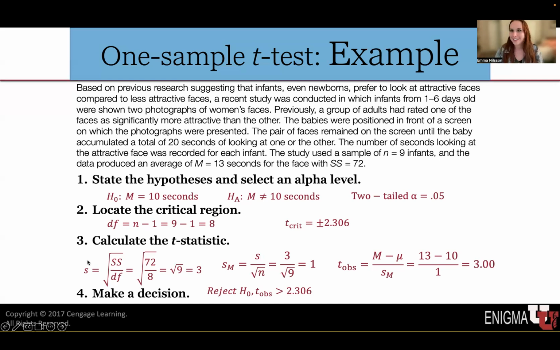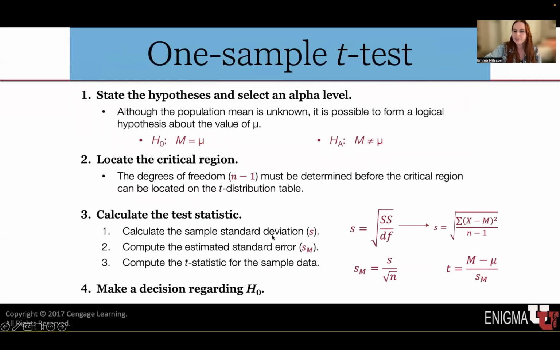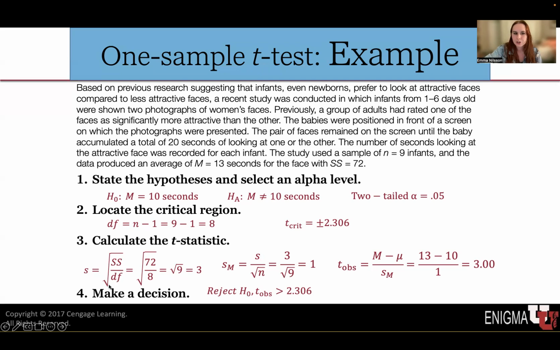Then we're going to plug all of our values in to get our test statistic. So remember, first step, calculate your sample standard deviation. So SS is 72, degrees of freedom is 8, our sample standard deviation is 3. We're going to plug that into our standard error formula along with our sample size. So we get an estimated standard error of 1. We're going to plug that value into our t statistic along with the mean of the sample and the expected mean from our null hypothesis. Remember, 10 seconds, because that's what our population mean in a t-test is. It's whatever you hypothesize based on your null hypothesis. And we find that our t-value is 3.